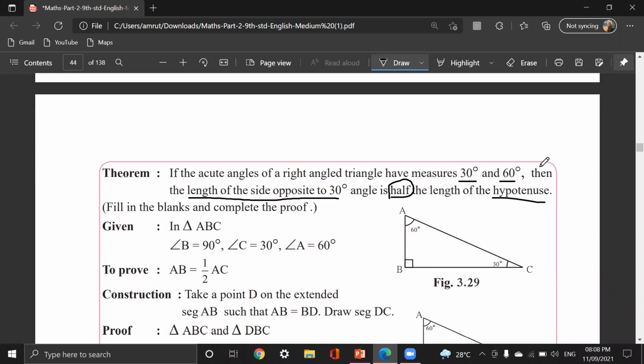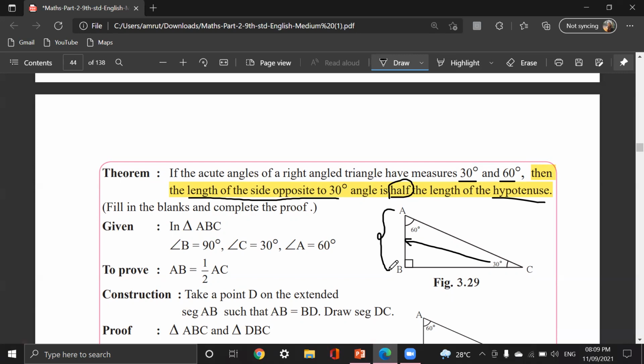What do we have to prove? Read the then part. I'll highlight the then part. Then the length of the side opposite to 30 degrees. So let us find out which is the length opposite to 30 degrees. This is the angle 30 degrees, I'll go opposite. So this is the opposite. Which is the opposite side? Side AB.